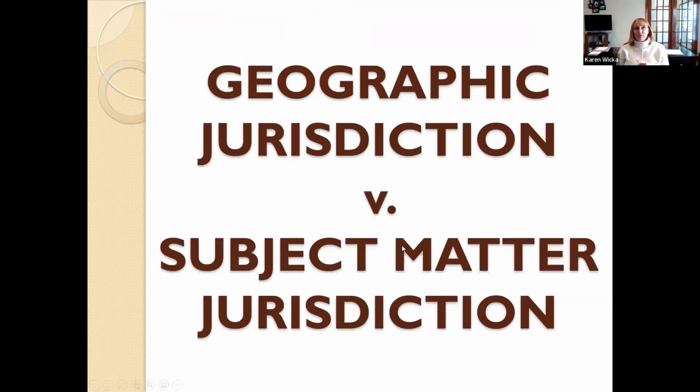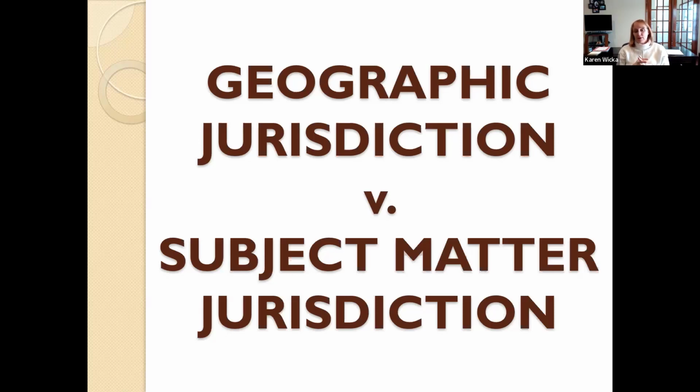Now, we also divide jurisdiction by geographic area and subject matter. So geographic area is what are your geographic boundaries. If you are a county court, you can only hear cases in that county. If you're a state court, you can only hear cases in that state. If you're a federal court, you can only hear it in your federal district, right? So you're limited by geographic area.